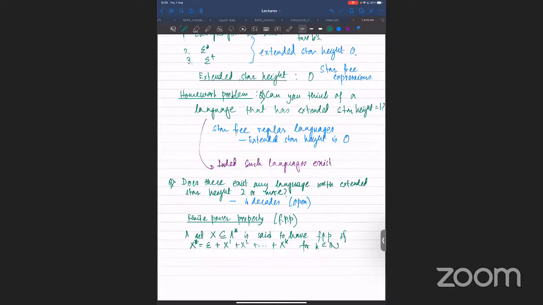So what is X star? X star is epsilon plus X1 up to, of course, the union of Xn. In general, this is the definition of X star. But now we are saying that the set X has the finite power property if X star can be represented as a finite union of its powers, starting from X0, so you have X0 plus X1 plus X2 and so on. Correct? So this is a regular expression, using the plus. This is the finite power property.